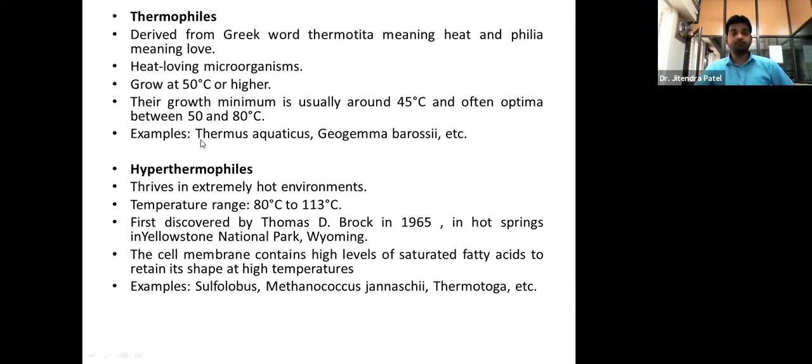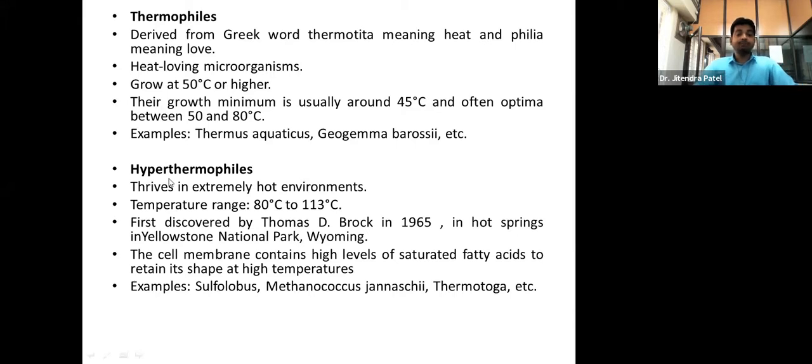So examples of these heat loving microorganisms are Thermus aquaticus. That's where the word Thermus comes from, therma means the temperature, right? Then Geobacillus, the Barosi. These two are examples of thermophile type bacteria or microorganisms.